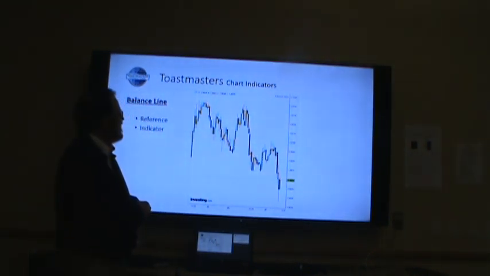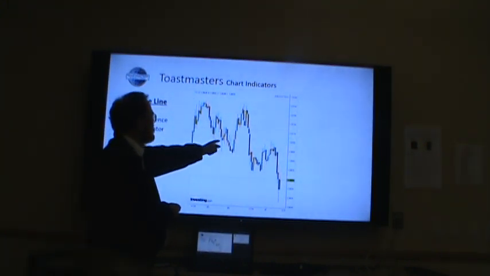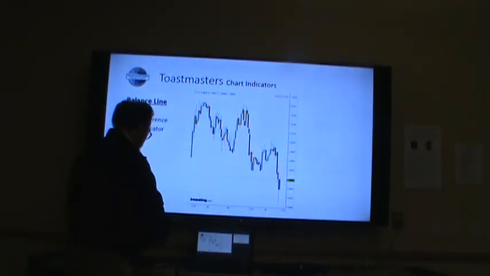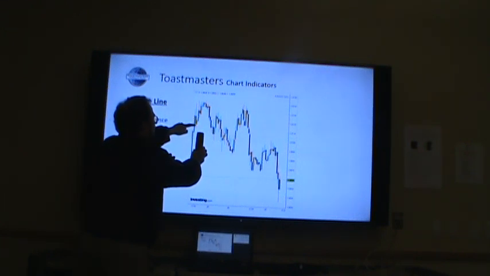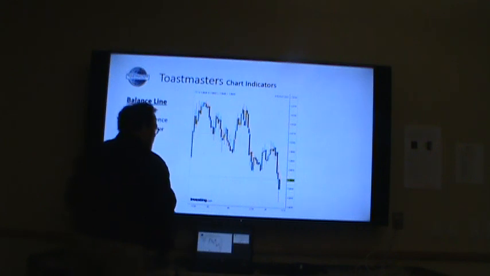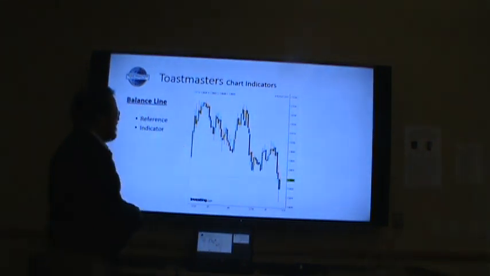And this is a daily, so each bar represents a day. So if you started out over here, you could say, okay, tomorrow it's going to go up. So it went up, but the next day it went down a little, then it went up a little, and so forth and so on. It's really hard to determine here what's going on.